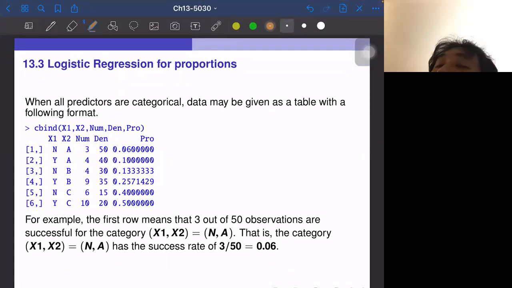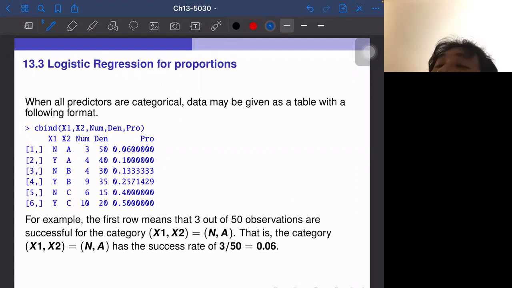Hi, the next section, 13.3, logistic regression for proportions. This is another type of logistic regression, essentially the same, but the data look different. This applies when all predictors are categorical or even numeric, but have just a fixed number of data points.